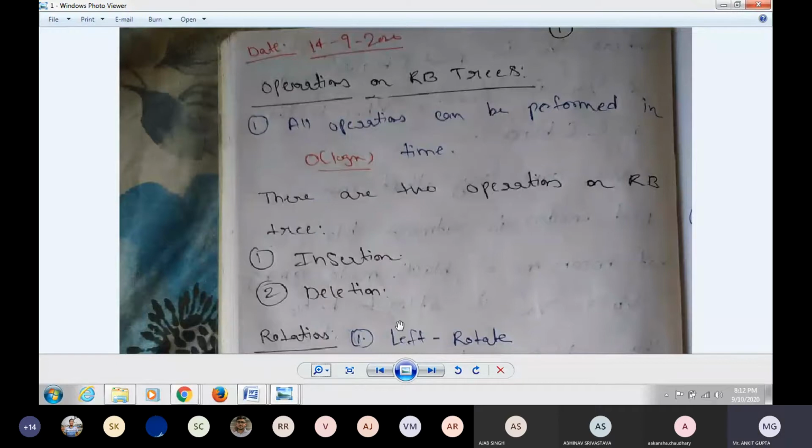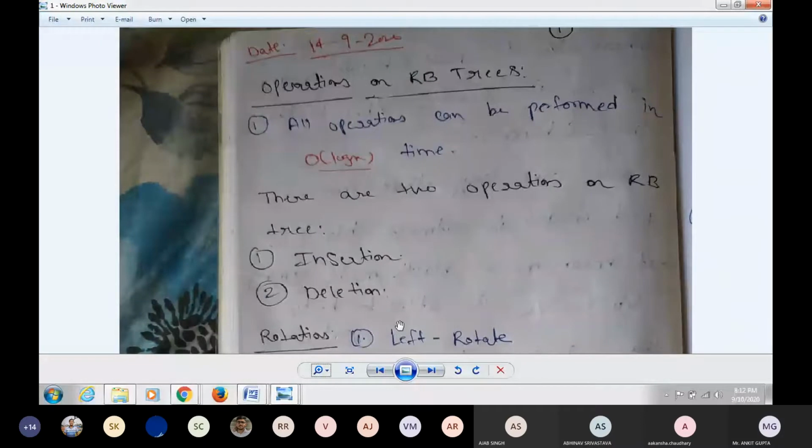Okay, if suppose the parent is a red node, then both the children of the parent node should be black. Because no two adjacent red nodes are allowed in the red-black tree. Okay, so it is called the black children rule. The children of each red node will always be black.